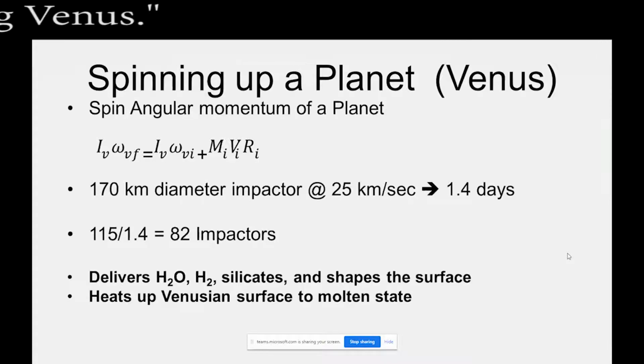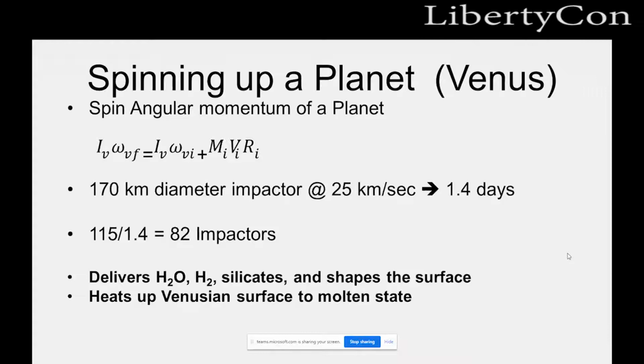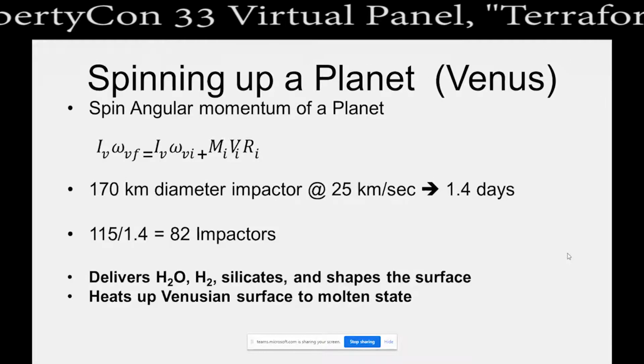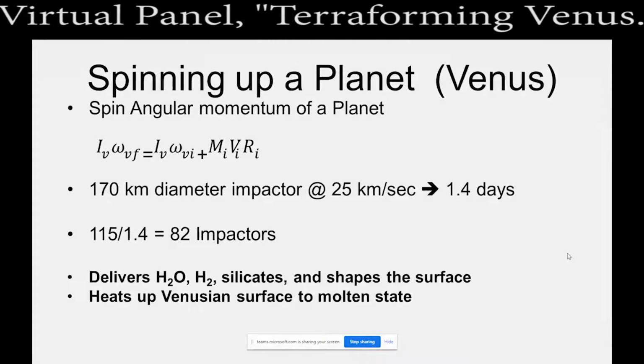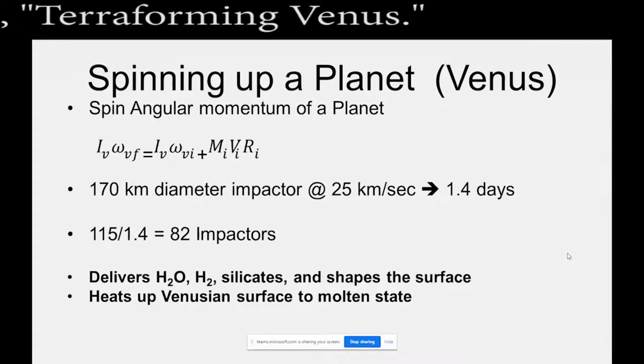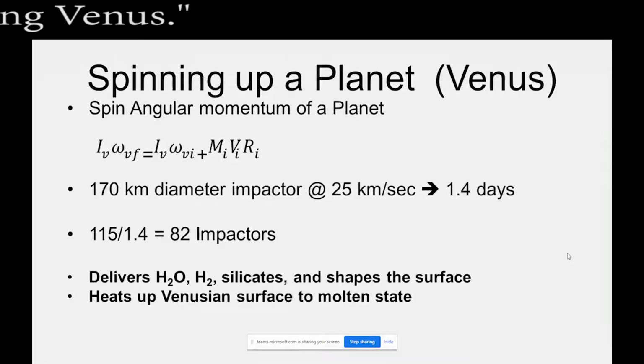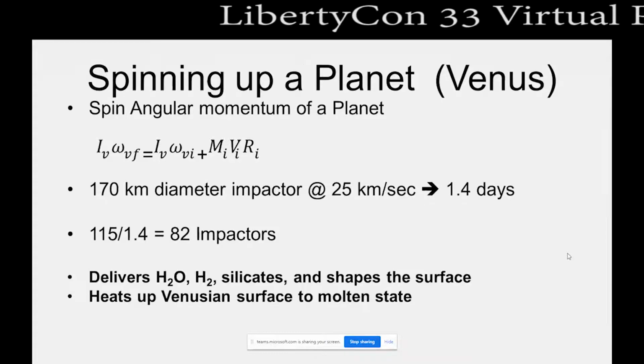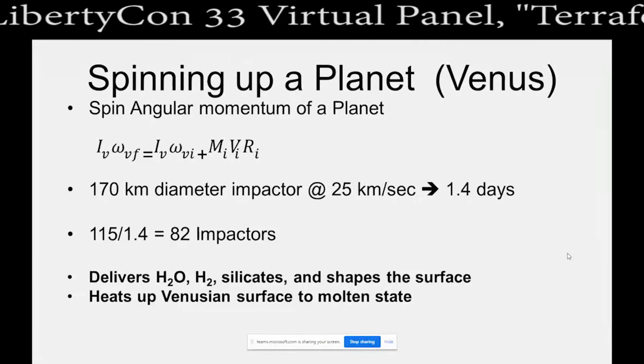Now, there's lots of asteroids out there, but there's not a lot of asteroids of that size out there. And I would suggest that asteroids of that size are probably more valuable as resources rather than as impactors. But it does deliver a lot of H2O, H2, silicates, and we can use it to shape the surface if we want.